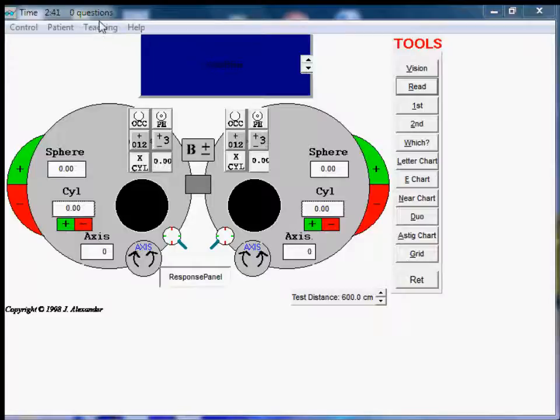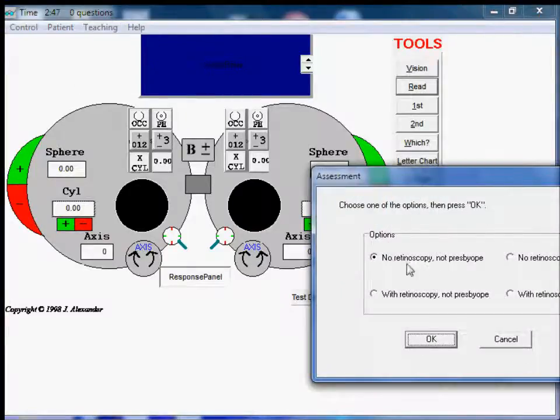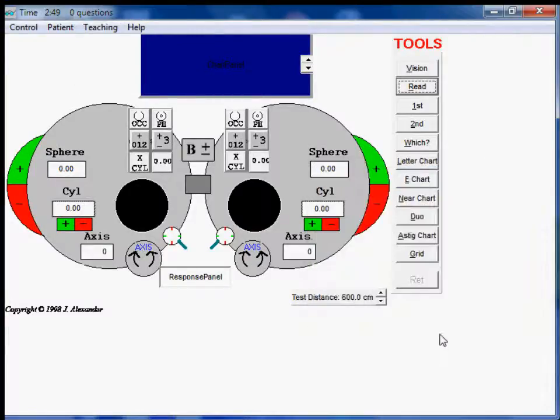Here you can see we've opened this virtual refractor and let's go to Teachings, Assessment. Now, under the tools we see we have Vision, Read, First, Second, Which, Letter Chart. These are the ones that we're going to use today. Under here we see an underline on these letters and these are the hotkeys to these buttons.